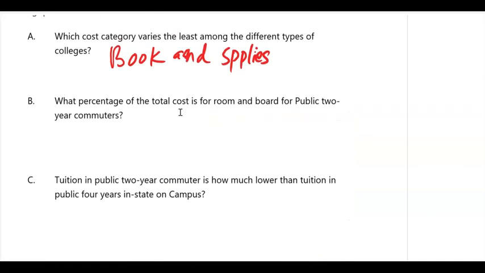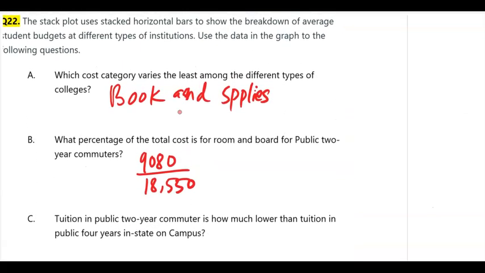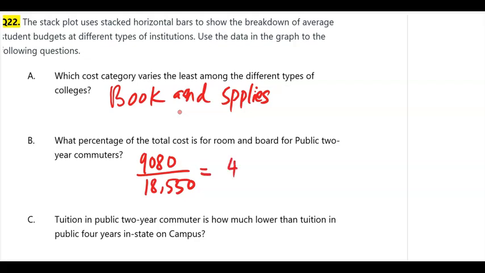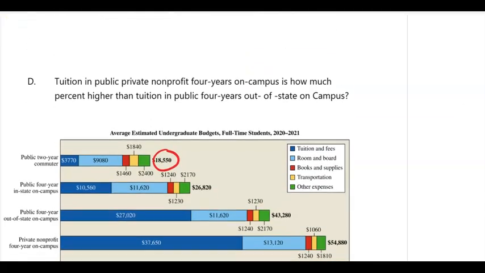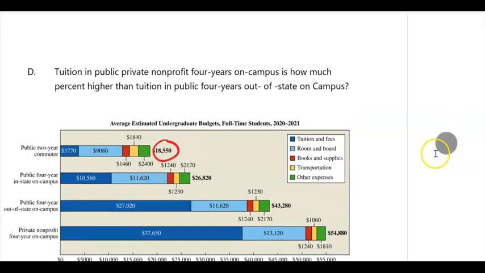So basically you're looking for a percentage. Room and board is $9,080 divided by $18,550 for all the costs here. You divide this and change it to a percentage, and you get 48.9%. So 48.9% of the cost is for room and board for public 2-year commuter colleges.